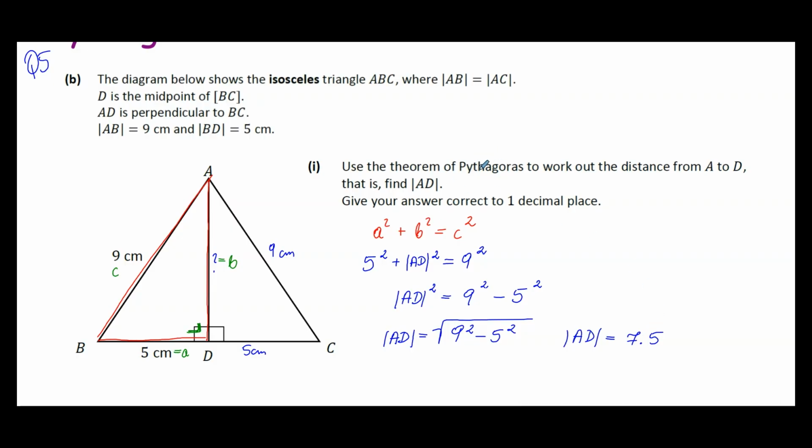The only thing, remember, Pythagoras exists only in right angle triangles. So we have to identify where that right angle triangle is and then put those letters to our triangle.